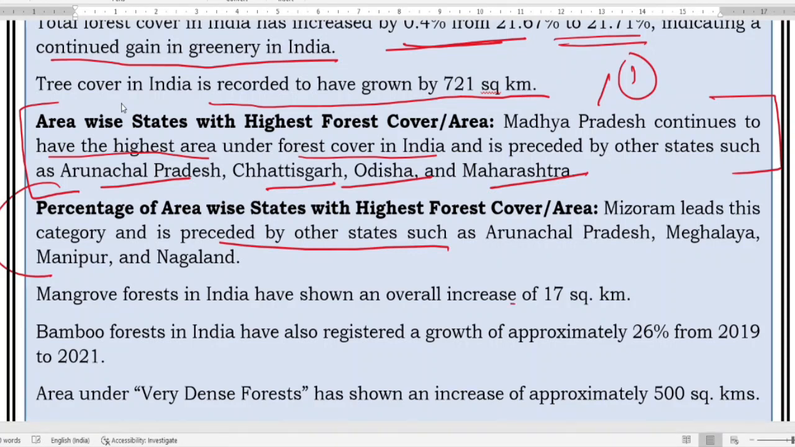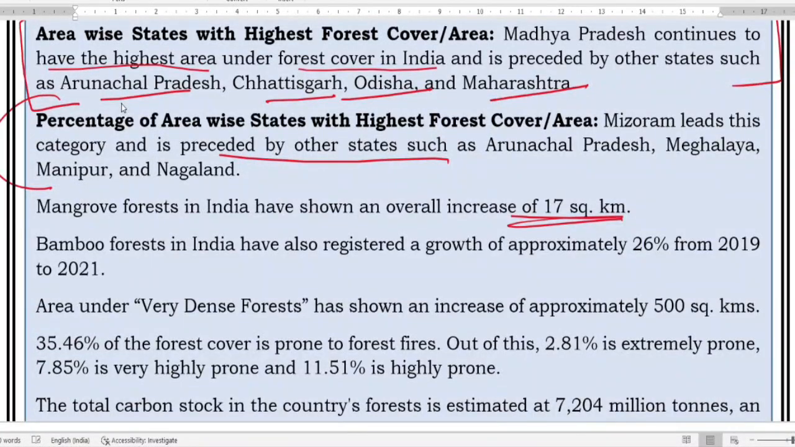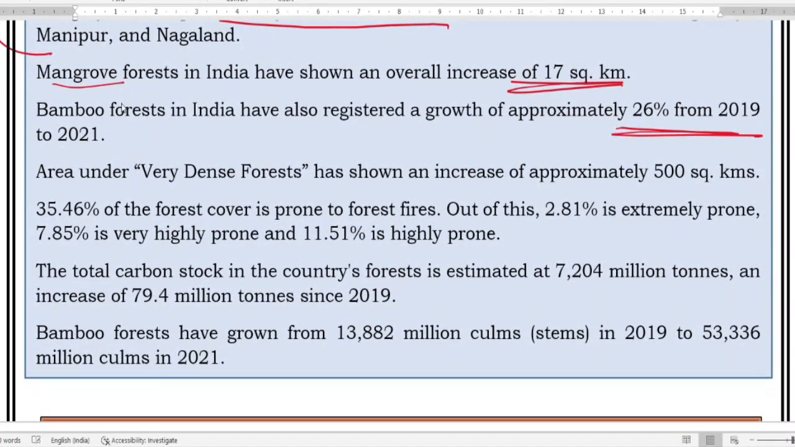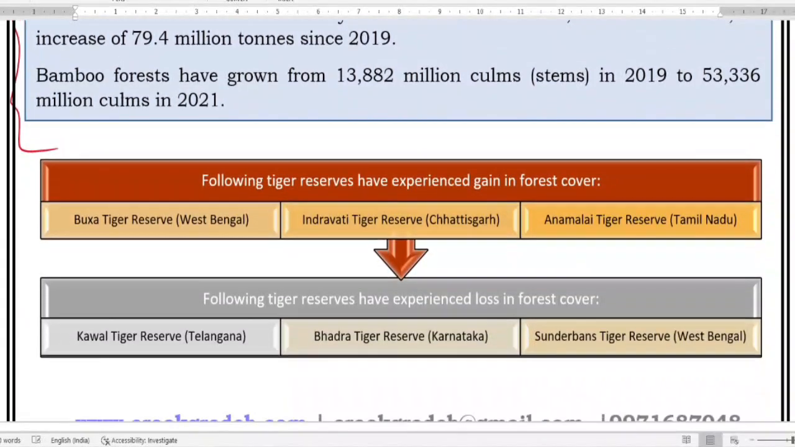Mangrove forest in India has overall increased by 17 square kilometers. Okay, so you will find the mangroves in Sundarbans. In the country, Sundarban has the most number of mangrove trees. Bamboo forests in India have also registered a growth of 26% from 2019 to 2021. Very dense forest has shown an increase of 500 square kilometers. Means this is good. So you can go through it. Every point is important and everything you have to remember.